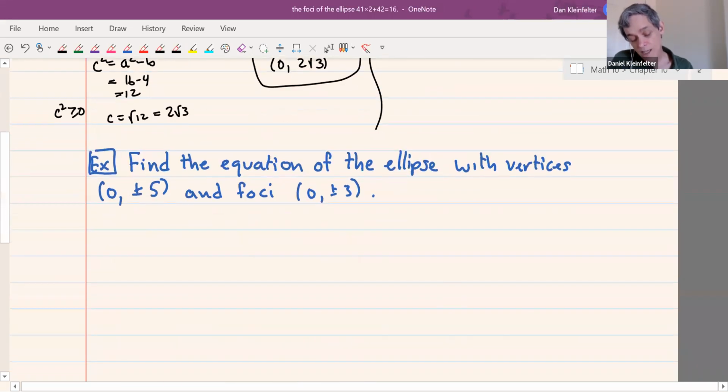Okay, all right, so now this question is going to be kind of fun. What we're going to do is actually make the equation of the ellipse given some of the information out of it. So on this one, we're going to know the vertices and we're going to know the foci. And then from there, we're going to write down the equation. So the first thing I'm going to do is try to make a little sketch of this thing. And so let's do that.